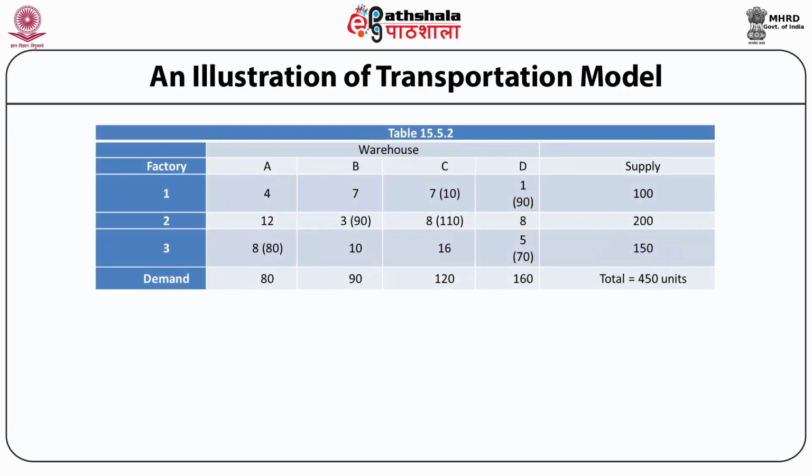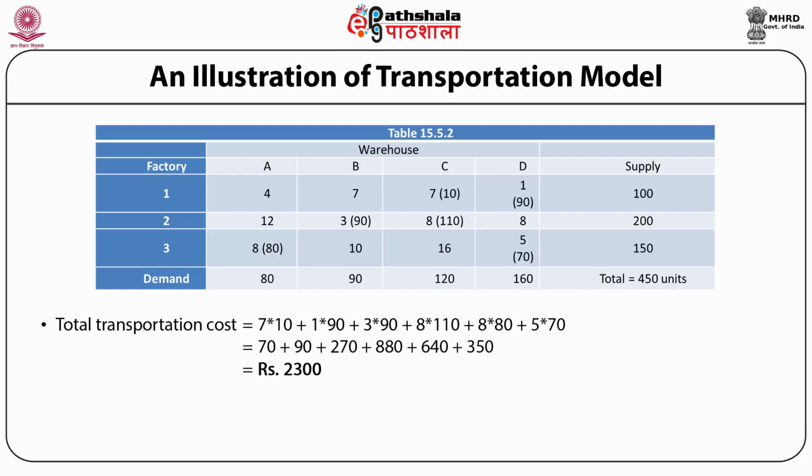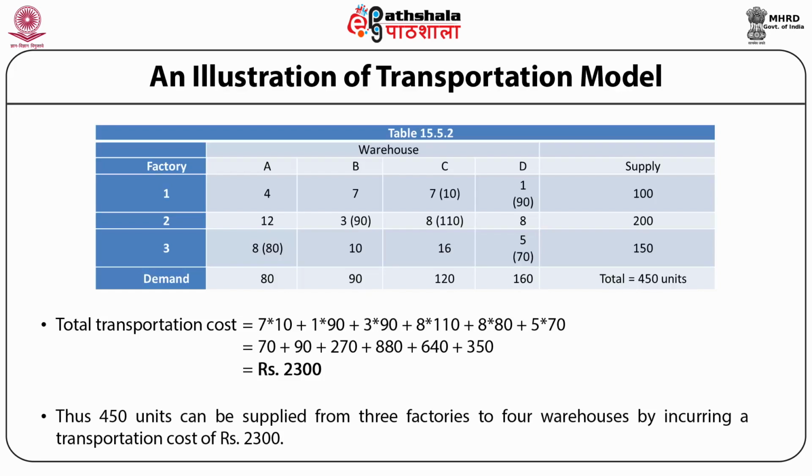The solution to the discussed problem is shown in the following table by using computer software. The methodology of obtaining the optimal transportation cost is tedious and is not discussed in this chapter. The total transportation cost comes out to be rupees 2300. Thus, 450 units can be supplied from 3 factories to 4 warehouses by incurring a transportation cost of rupees 2300.